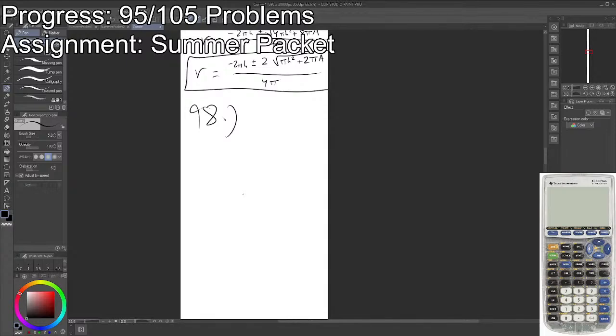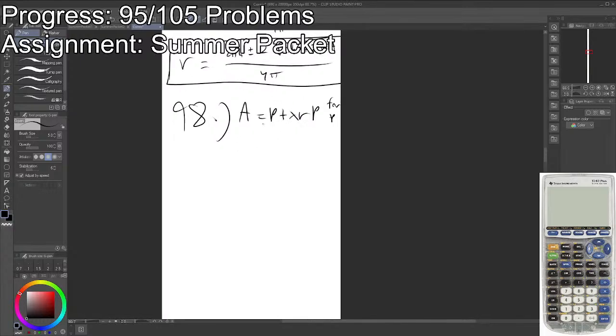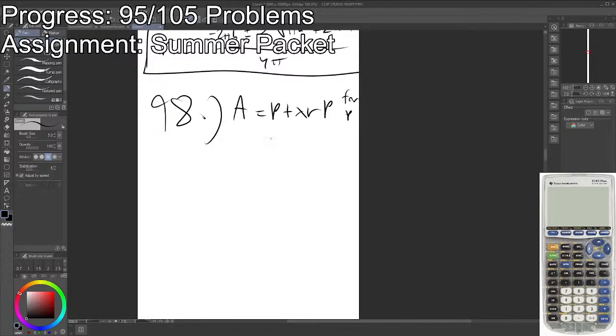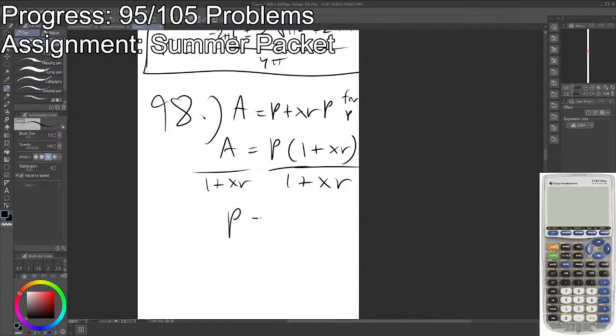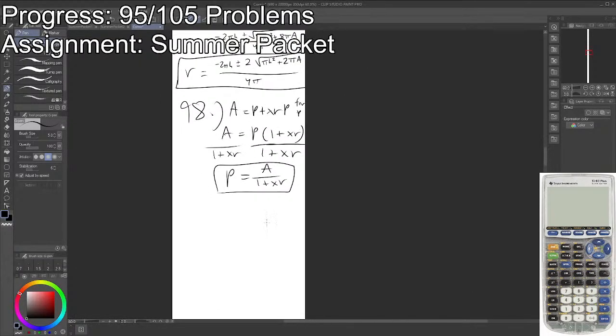Which one am I on? 98. A equals P plus XRP 4P. You got it, man. So factor out a P. I feel like I'm doing something wrong. Because of all I had to do for the last one. But I'll wait for the answer key. Coming out in 3 months.